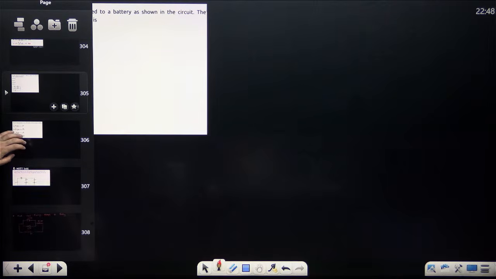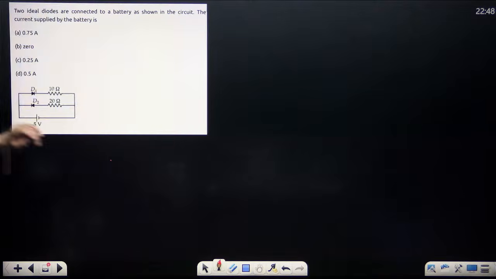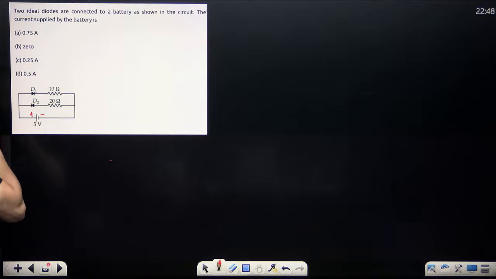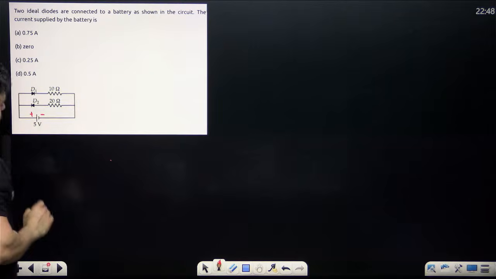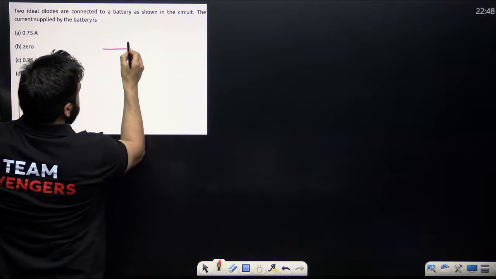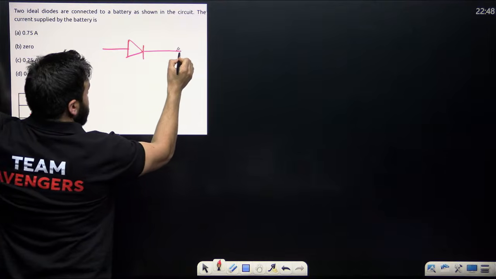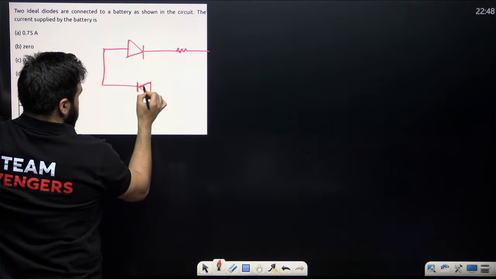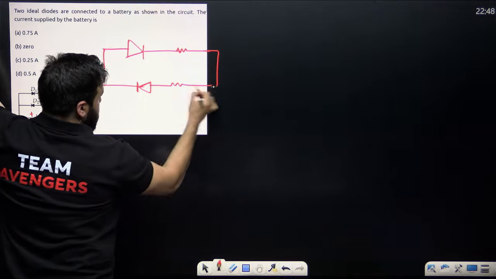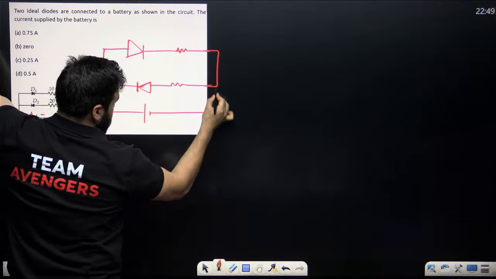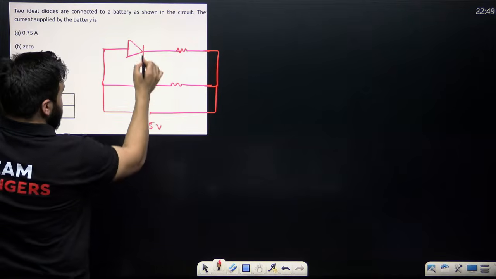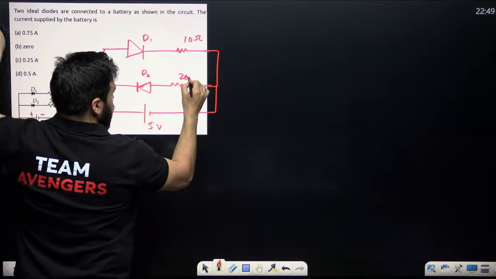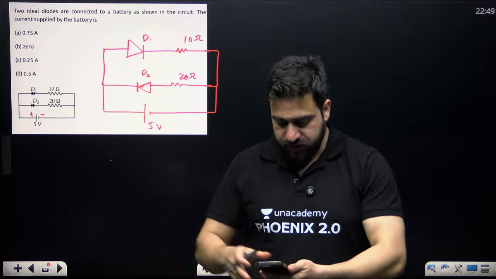These are certain questions which you are supposed to solve. This is the positive terminal of the battery, this is the negative terminal of the battery. You are supposed to tell me what is the current in the circuit. This is a 5-volt battery, this is D1, this is D2. And this is 10 ohms, this is 20 ohms.